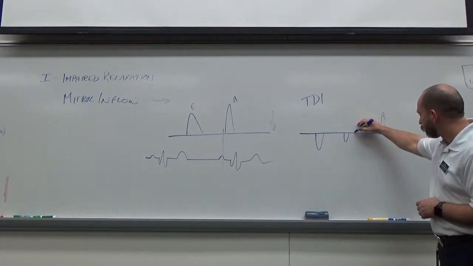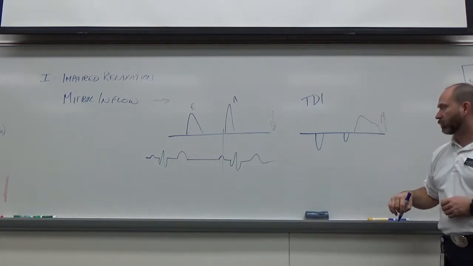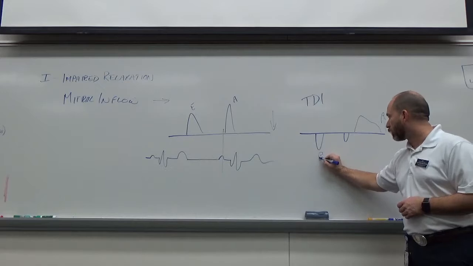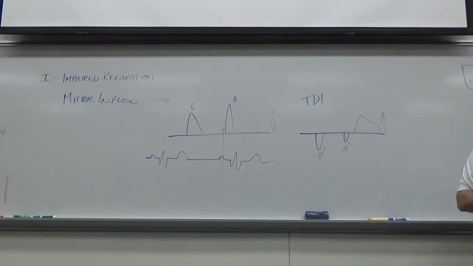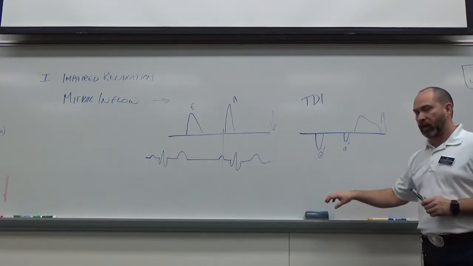Remember, we also get our S wave that comes in after that. That's the systolic, but we're interested in the E prime and the A prime. We'll ignore the S prime for diastolic because it's not part of diastolic. So that's what normal looks like. What does abnormal look like?